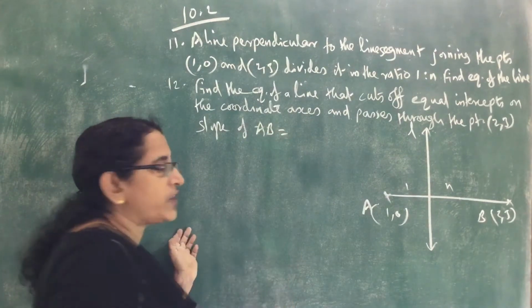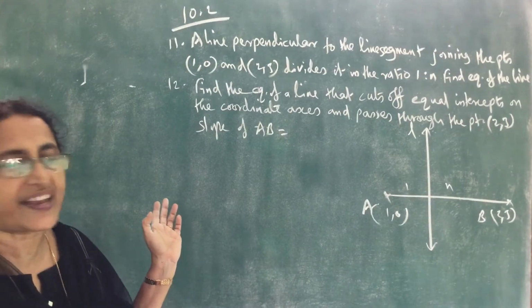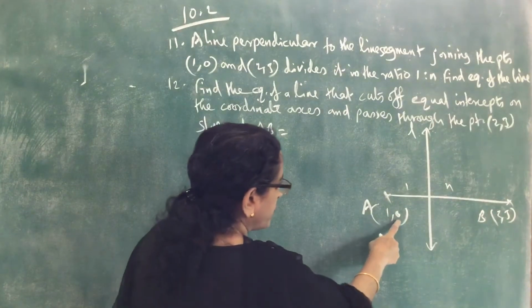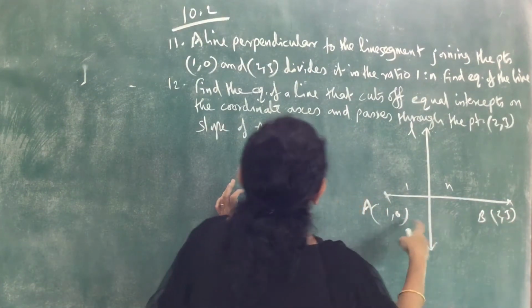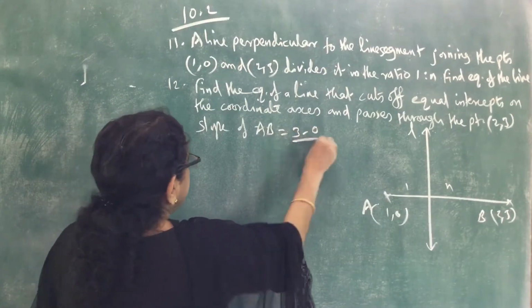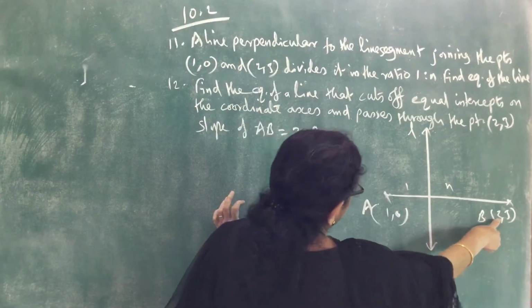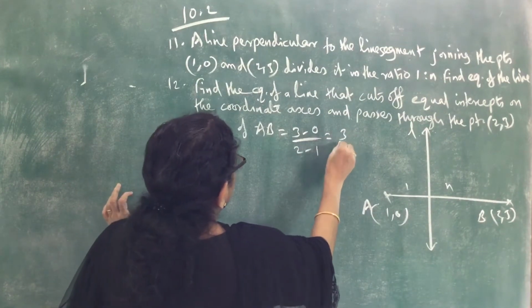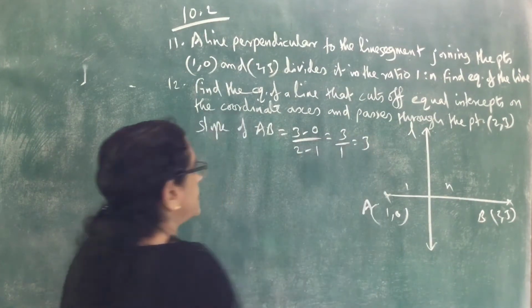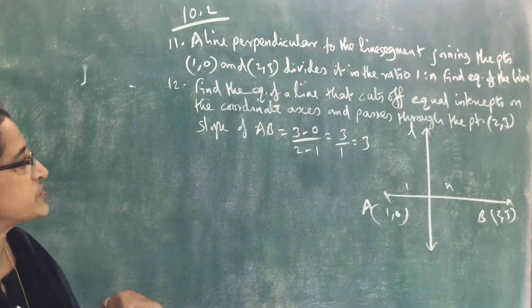For the slope of AB, we can use the formula (y2 minus y1) divided by (x2 minus x1). So y2 minus y1 is 3 minus 0, divided by x2 minus x1, that is 2 minus 1. That is equal to 3 by 1, which is 3. So the slope of AB is equal to 3.